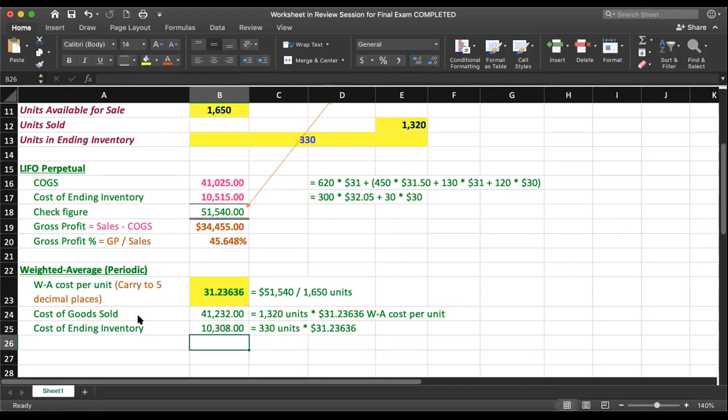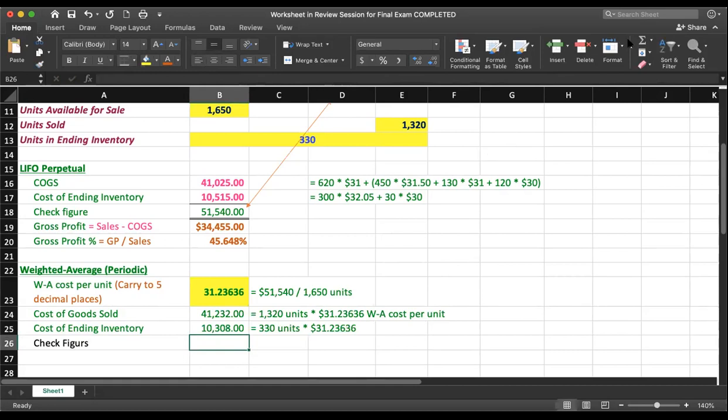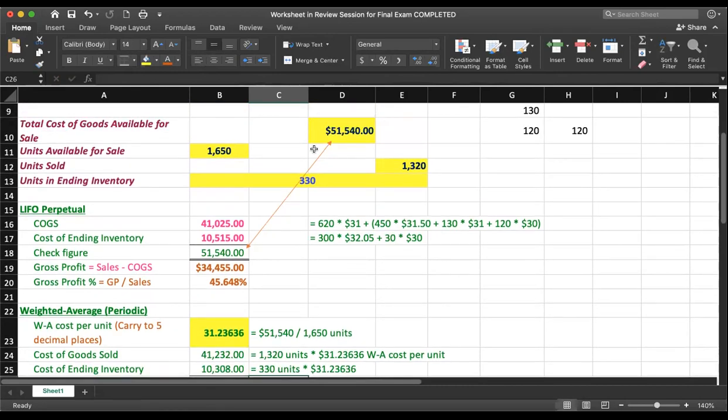So what I want to do now is a check figure. The check is going to be that the cost of goods sold plus the cost of ending inventory should be equal to 51,540. So we're happy. This is the total cost of the goods that were available for sale that we had computed up here.